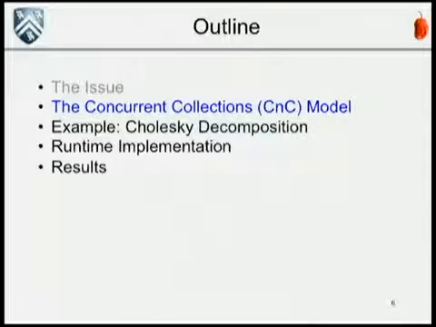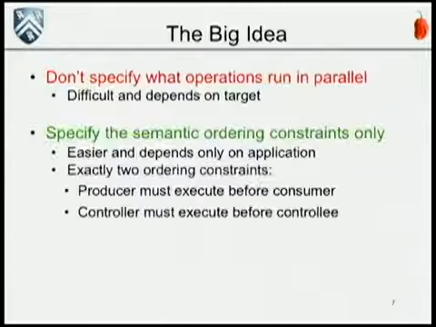So then the solution to this, at least one solution proposed, is this concurrent collections model proposed by Intel. So what they claim is, if you want to write a parallel program, don't specify what operations will execute in parallel. Just specify the semantic constraints, and then the runtime will handle extracting parallelism from your application. And then what are these semantic constraints? There are only two such semantic constraints: a producer-consumer relationship and a controller-controllee relationship.